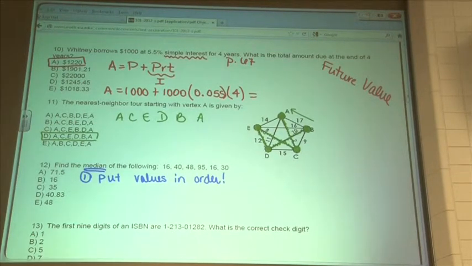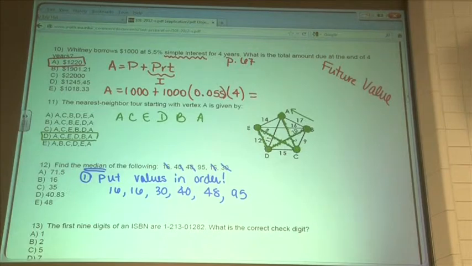All right, so let's rewrite this. Our smallest values are 16s, so 16 and 16. Next one up would be the 30, then 40, 48, and 95.